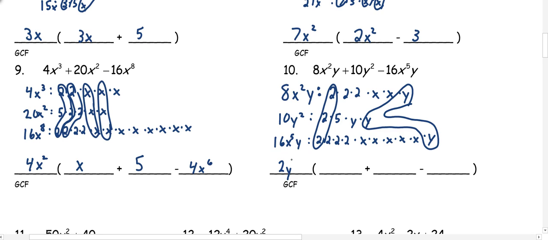The remainder from the 8 is 2 times 2, which is 4, and 2 x's, so x squared. The remainder from 10y squared is going to be 5y. And the remainder from 16, there's 3 2's, which we multiply to get 8. And all of the x's still remain, so x to the 5th.